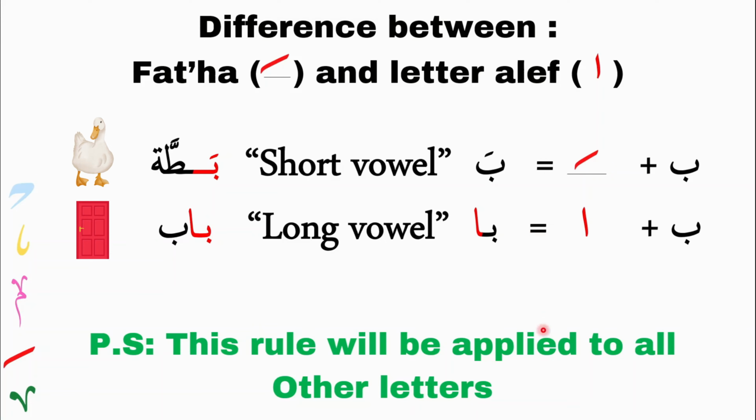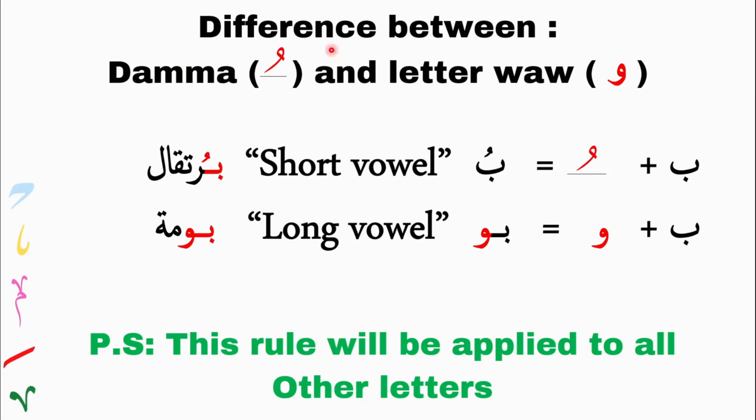This rule will be applied to all other letters. I mean, instead of ba, you can put jim or sin or any Arabic alphabet we already took. It will be sharing the same thing, short vowel with فتحة, long vowel with alif.